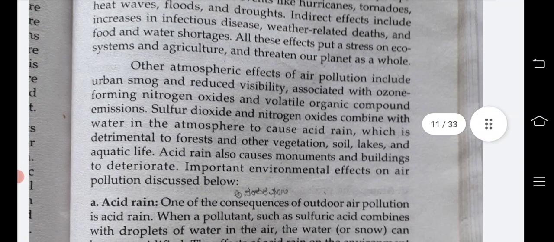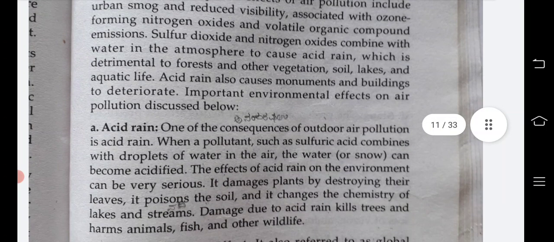The first one was health changes. Second is environmental changes. Now, important environmental effects of air pollution are discussed. First of all, acid rain. The rain becomes acidic and it comes down. One of the consequences of outdoor air pollution is acid rain.